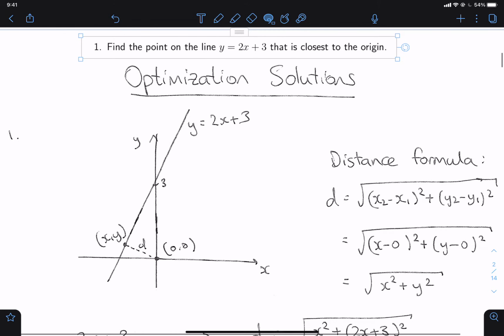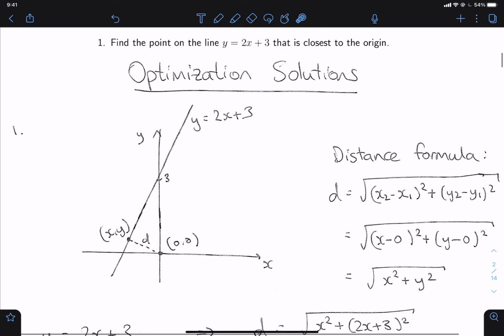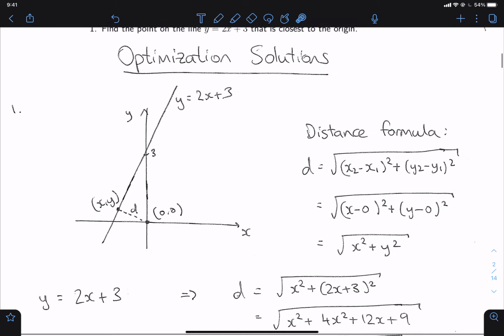So firstly, we need to graph this line. We know how to do it, right? The line is here. It has the y-intercept here, and is ascending like this. And from the graph, you can see that the point that is closest to the origin is around this place, x, y. So we can approximate this from the picture. And now, how do we find it?